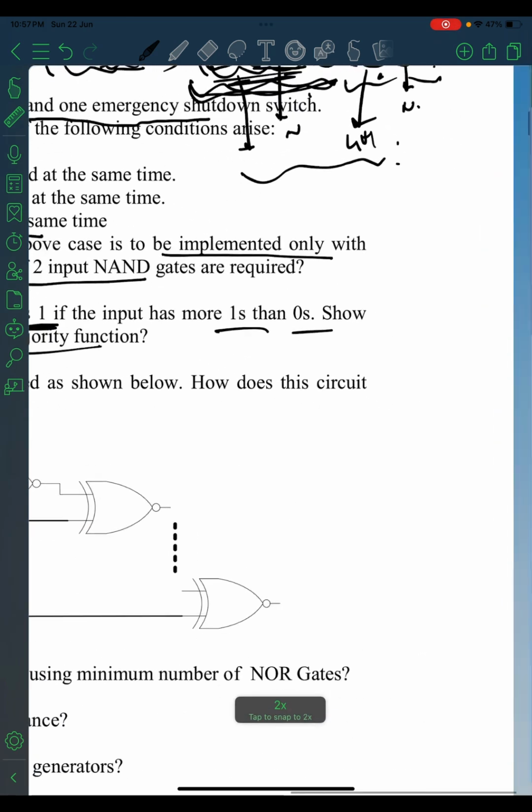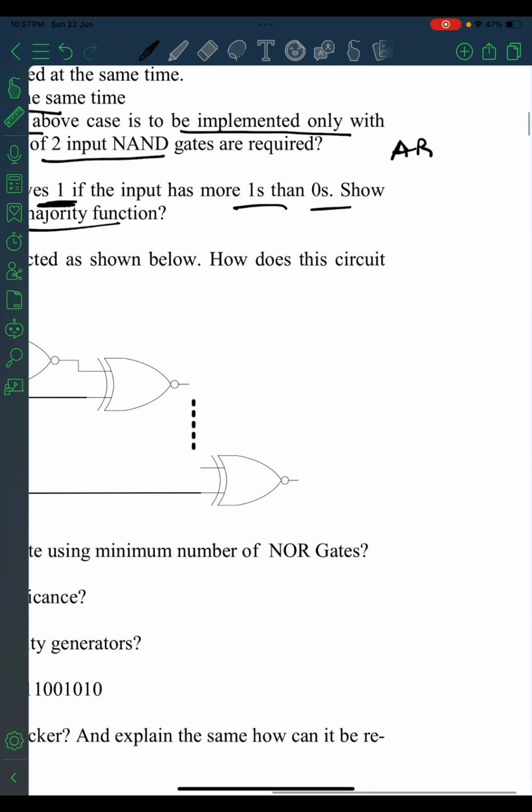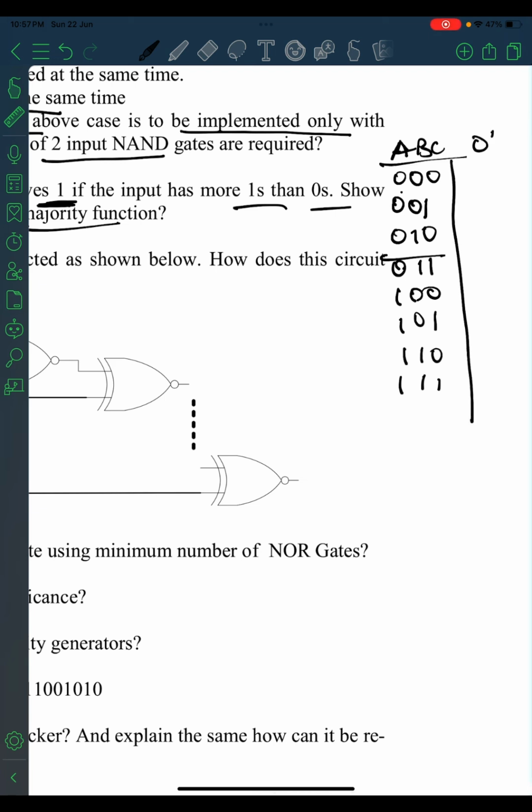Basically, if you represent it as 3 input, right? So it is A, B, C: 0 0 0, 0 0 1, 0 1 0, 0 1 1, 1 0 0, 1 0 1, 1 1 0, 1 1 1. This is 4, these are 4. So this is the output wherever the number of ones is greater than zeros. The output will be coming 0, 0, 0, 1, 0, 1, 1, 1. Like, I think I was missing one thing. Yeah, this here is a partition.